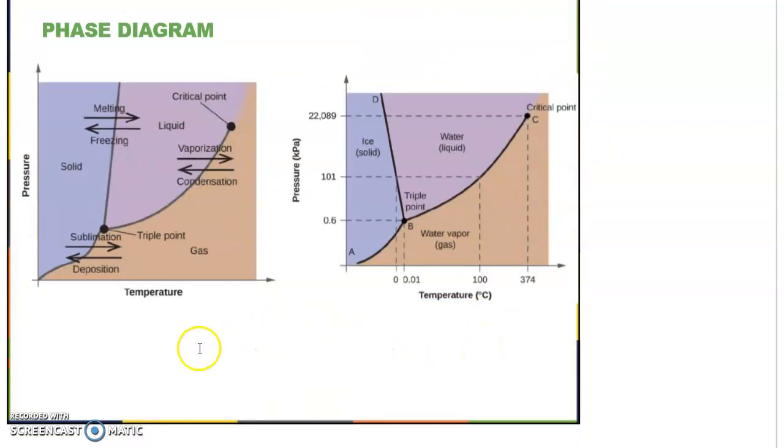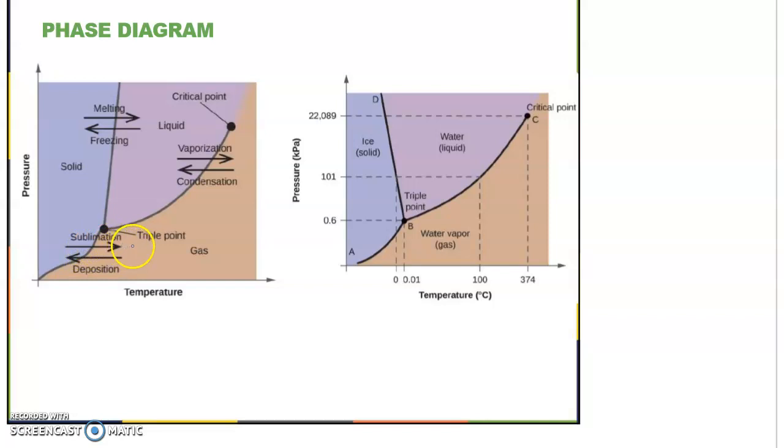Over here, on the left side, you can see a typical phase diagram where you can see different colors and different lines. Over here, it is a gas phase or gas state. Over here, it is solid, and over here, it is liquid. The process of going from a solid to a gas directly without turning into liquid is called sublimation.